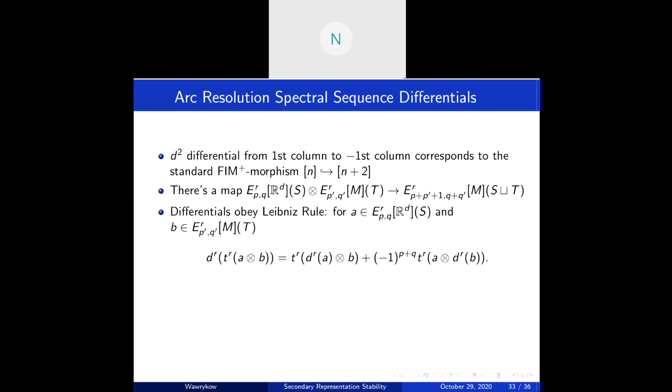Moreover, if T is this inclusion map, this product map that I've said above, then the differentials in the spectral sequence obey a Leibniz rule. So when you take the arc differential of these things, then there's some sort of nice commutation with T here.